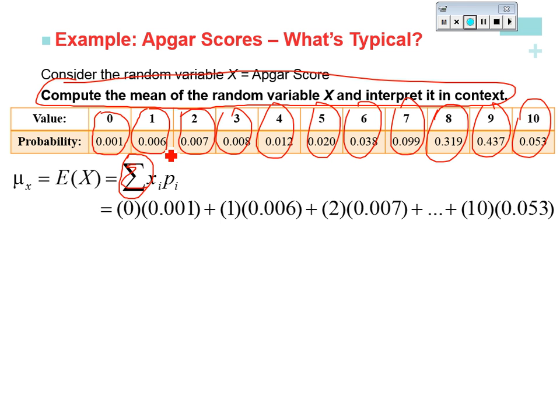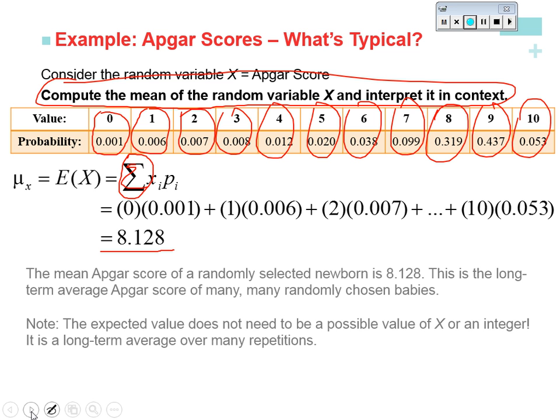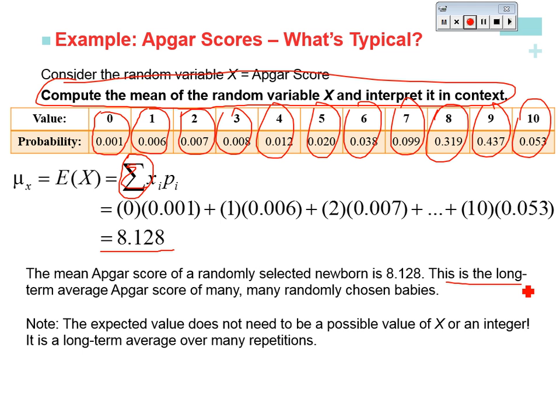So in this particular instance, when I multiply all these values together and add them, the sum would be 8.128. That's what the value is. And then the interpretation of the mean would be this. We would say the mean APGAR score of a randomly selected newborn is 8.128. And we would say that this is the long-term average APGAR score of several randomly chosen babies.